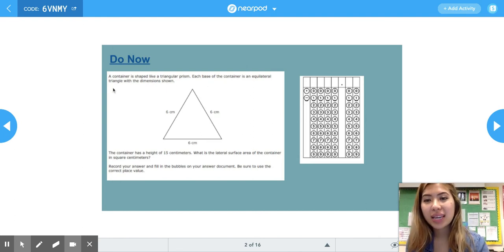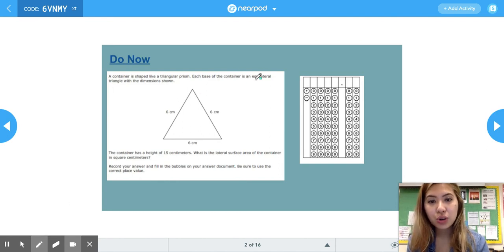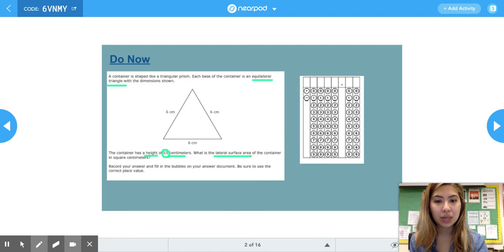Our do now reads: a container shaped like a triangular prism. Each base of the container is an equilateral triangle with the dimensions shown. So this picture represents the base of our triangular prism, and the container has a height of 15 centimeters. What is the lateral surface area of the container in square centimeters? And then we have to put our answer into this bubble sheet.